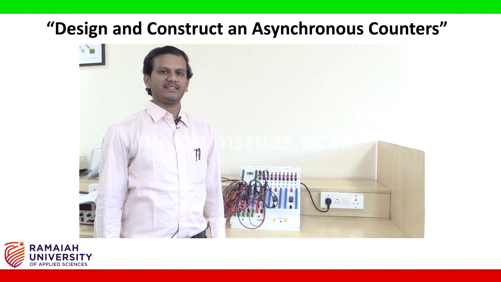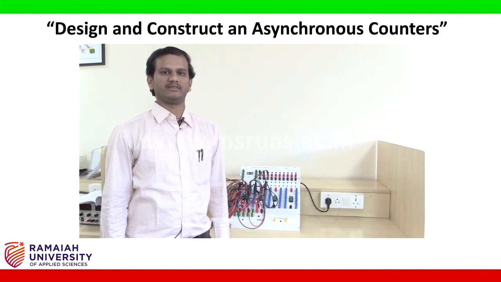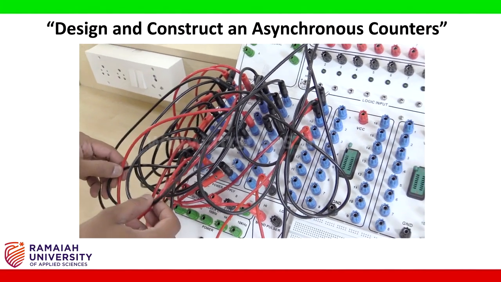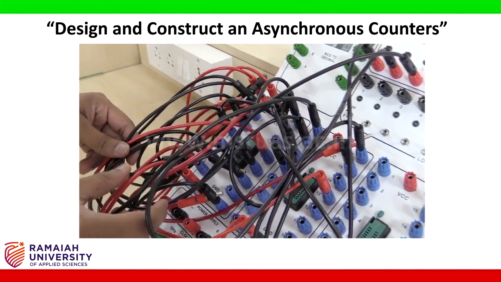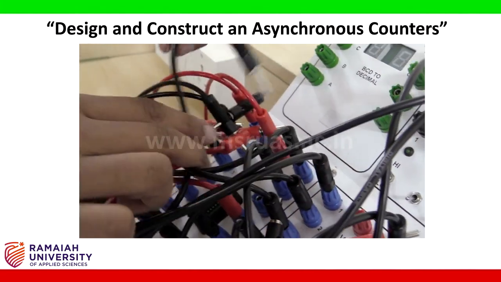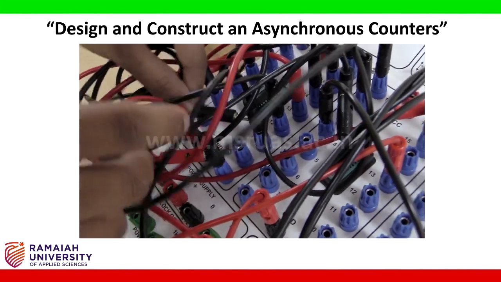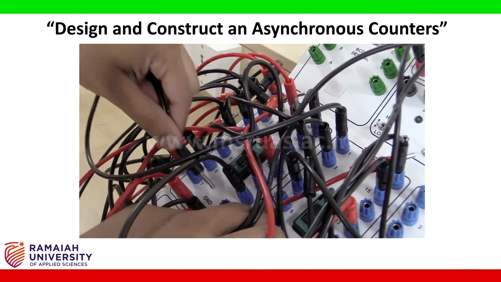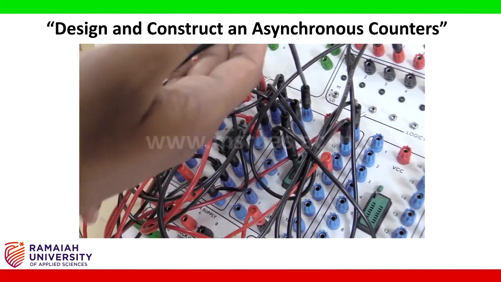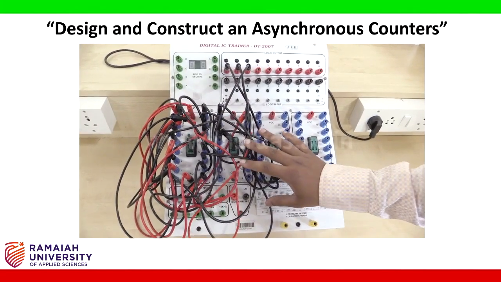The connections are similar to the 3-bit asynchronous up counter, only 2 pins have to be interchanged. So that is pin number 15 is connected to pin number 14, and pin number 1 is connected to pin number 10. The remaining connections will be the same, only I have changed pin number 1 to pin number 10 and pin number 6 to pin number 14. So this completes the construction of the down counter.